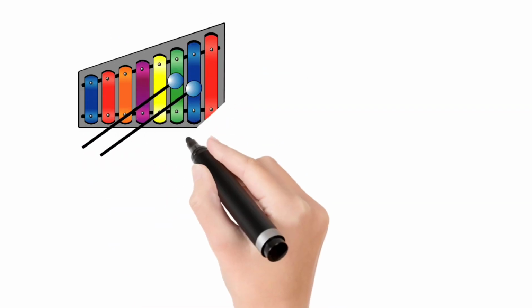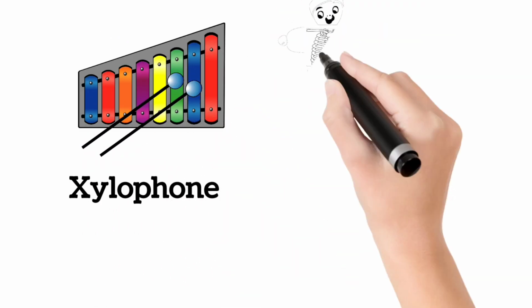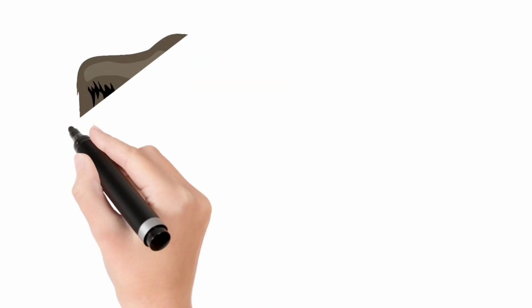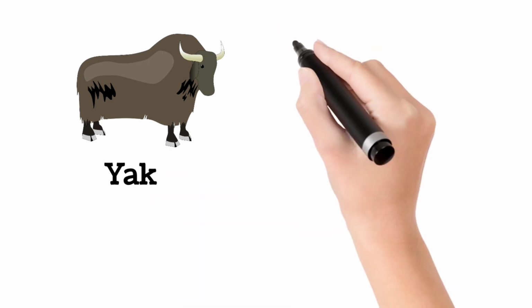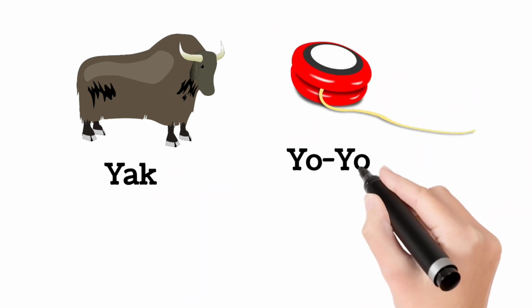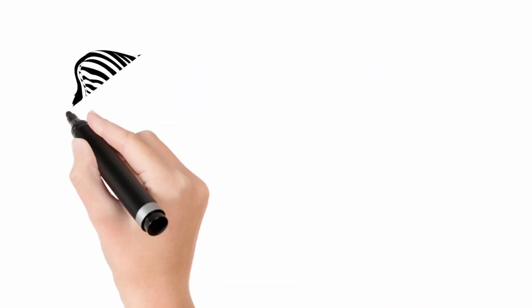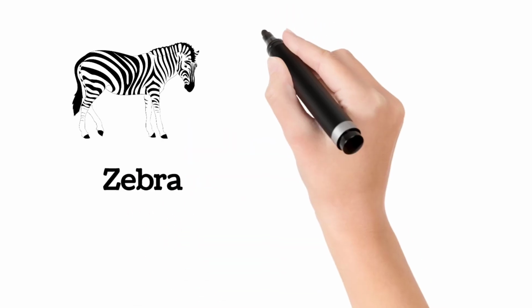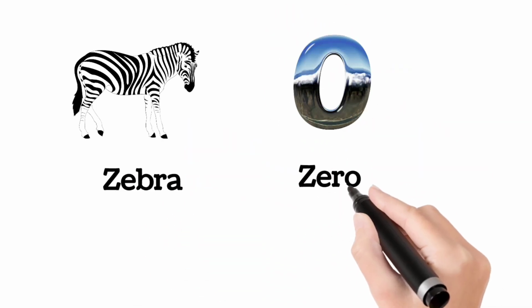X for xylophone. X for x-ray. Y for yak. Y for yo-yo. Z for zebra. Z for zero.